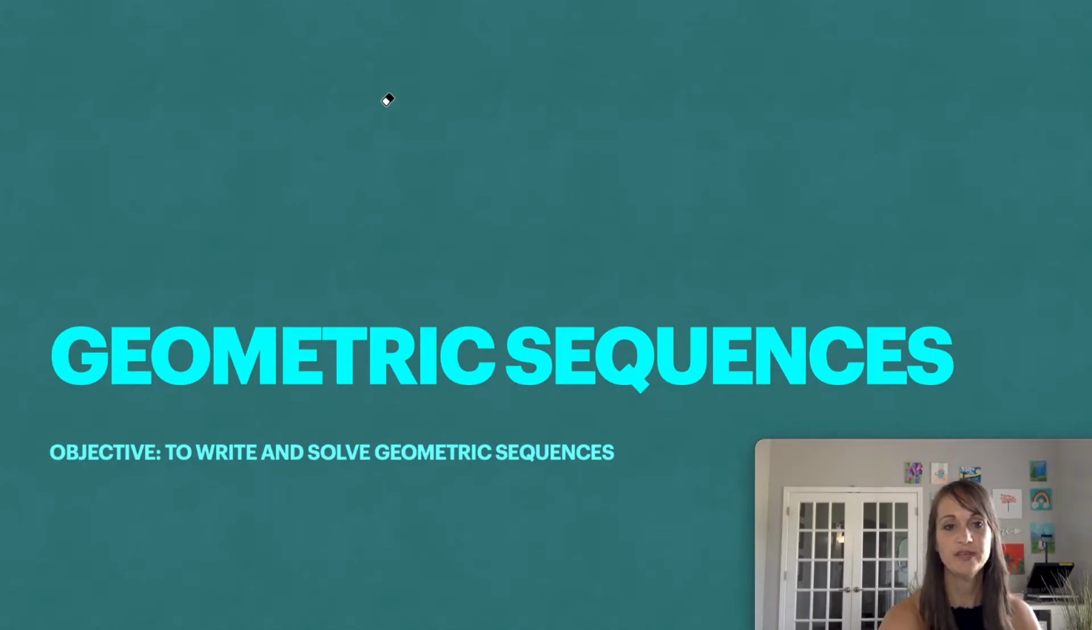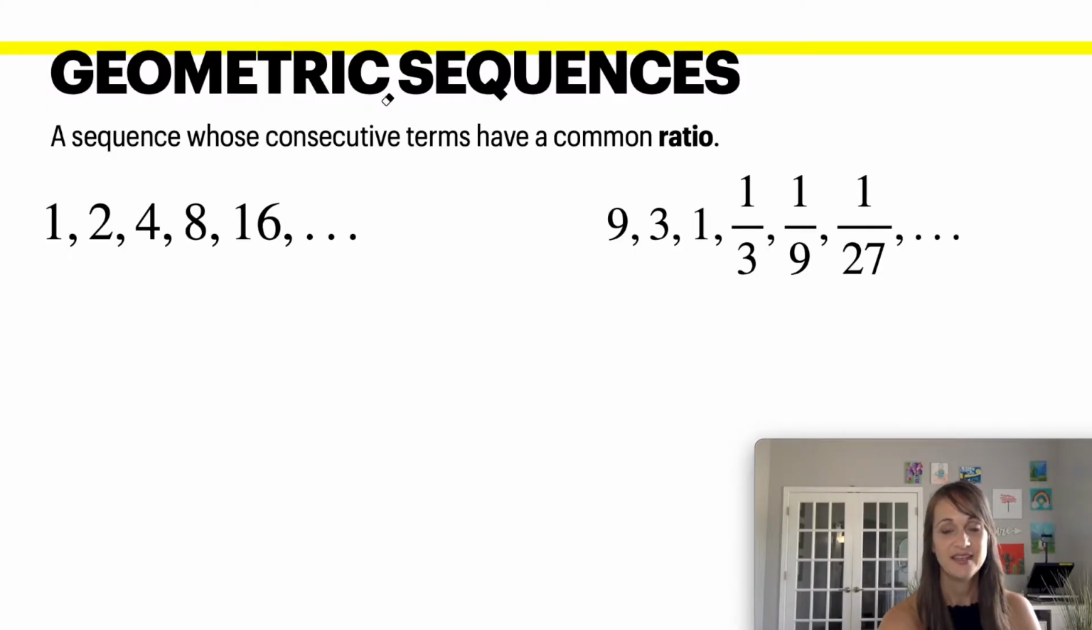In this video, I will be explaining geometric sequences and how to write and solve them. So a geometric sequence is a sequence whose consecutive terms have a common ratio. Now, arithmetic sequences that we've discussed in the past have a common difference, like it adds the same number every time. In a geometric sequence, it is going to be multiplied by the same number each time.